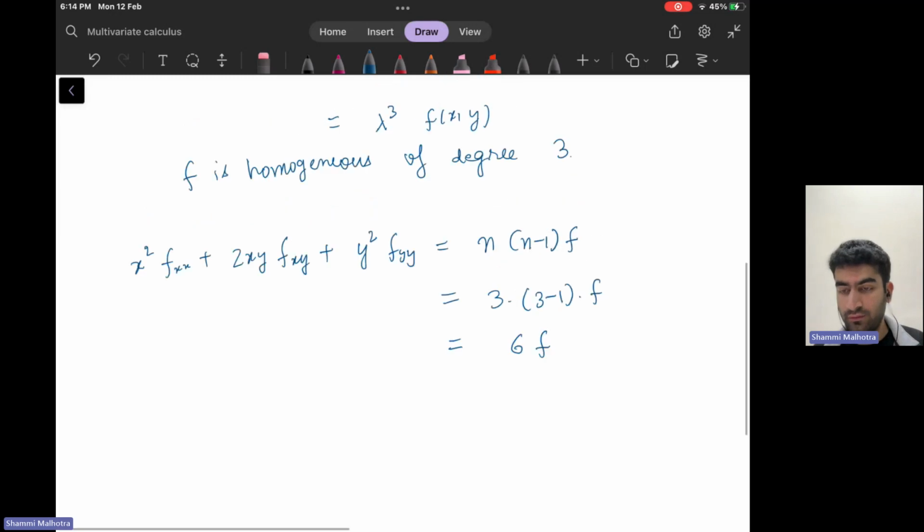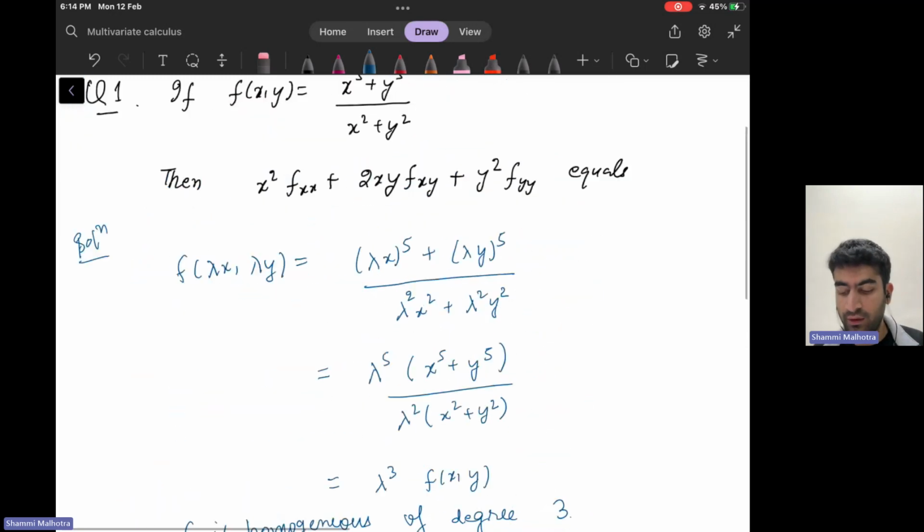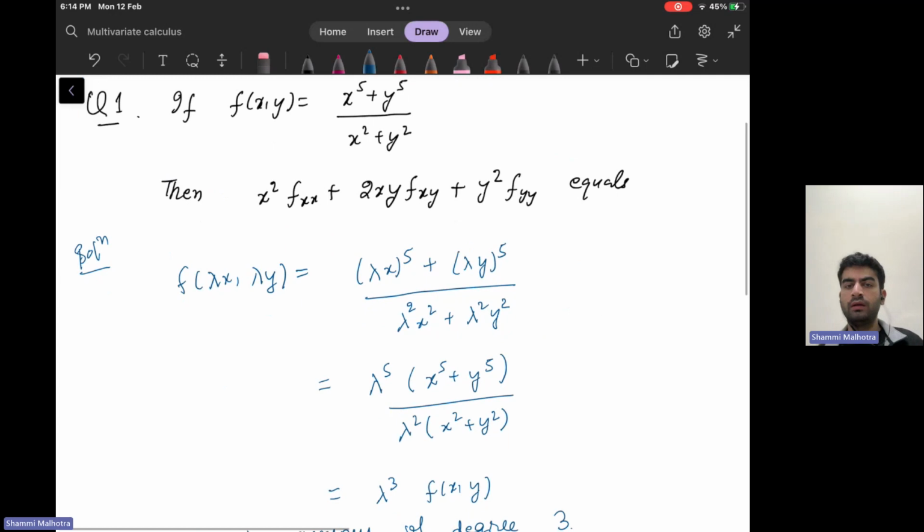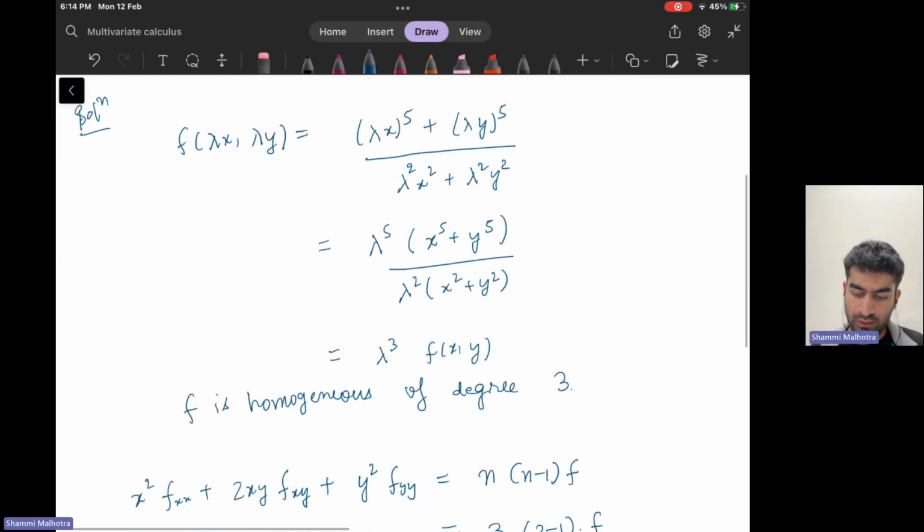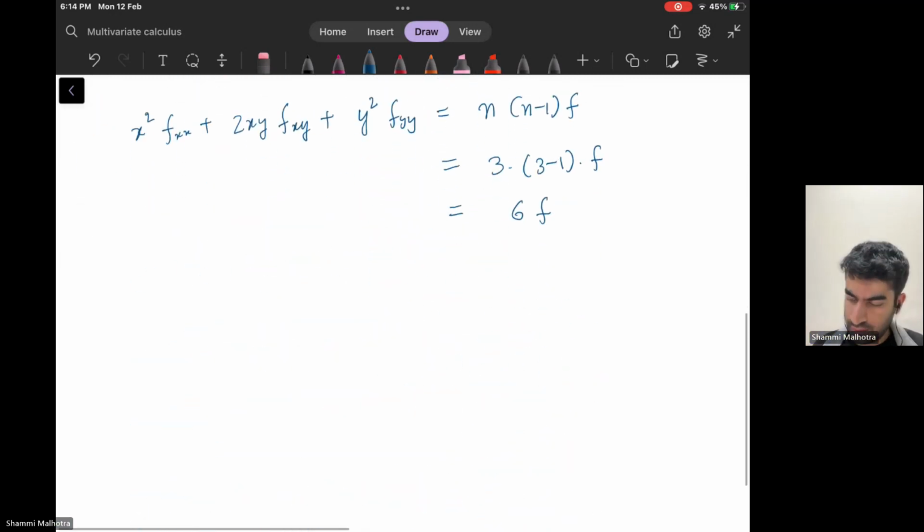So we can see that with the formula we just directly evaluate this expression. But if we don't know the function is homogeneous, then it will be very cumbersome to evaluate this expression. It will be too lengthy. Okay, so let's proceed.